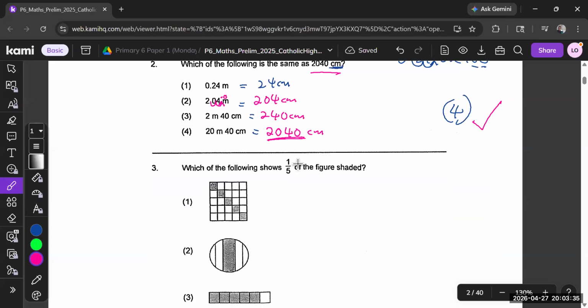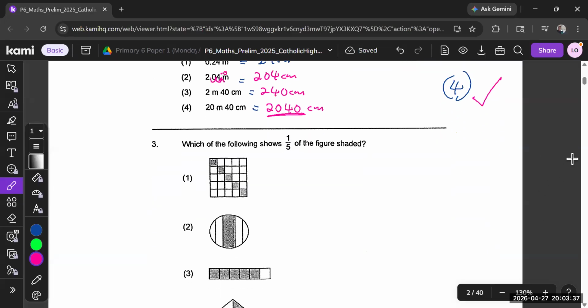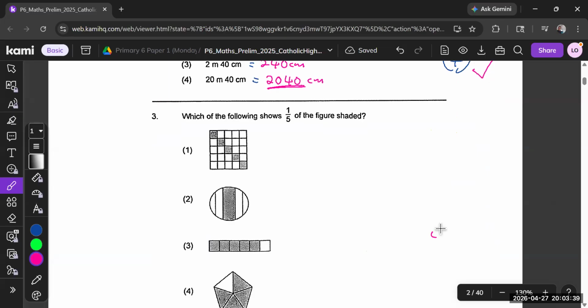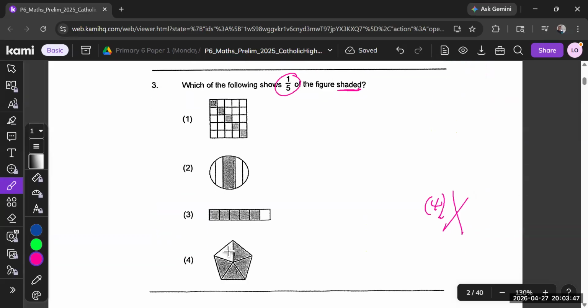Okay, now this one, somebody is gonna get tricked by this question. Did anybody choose number 4 as the answer? Which is wrong. Which of the following show 1/5 of the figure shaded? If you look at number 4, it is unshaded. 1/5 is unshaded, and 4/5 is shaded. So the answer is not number 4. Yeah, because it's talking about the 4/5 shaded, but you want 1/5 to be shaded.